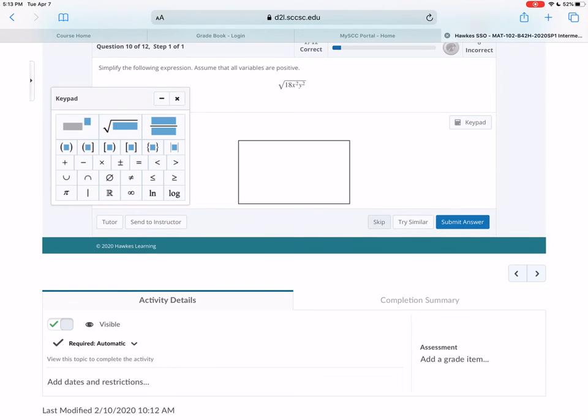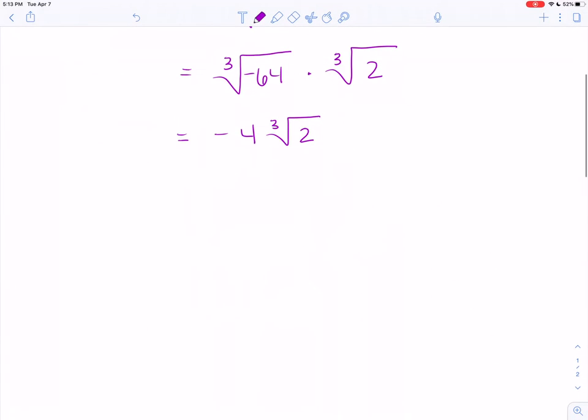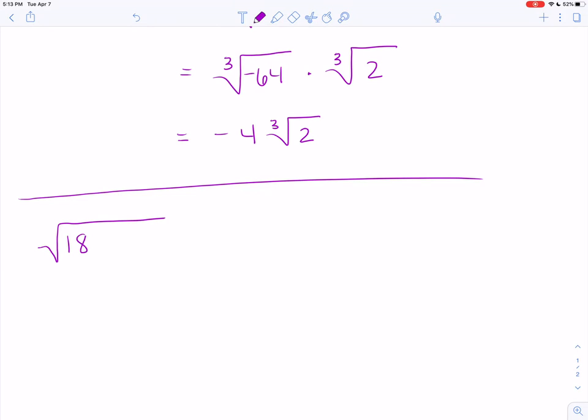So we're asked to simplify the square root of 18x squared y squared. Now, when you have multiple factors underneath the square root, things that are being multiplied, you know right off the bat you can break them up.